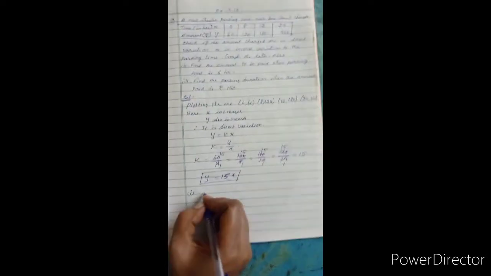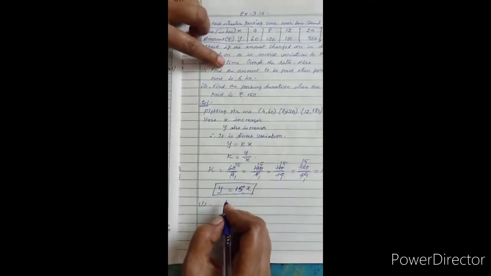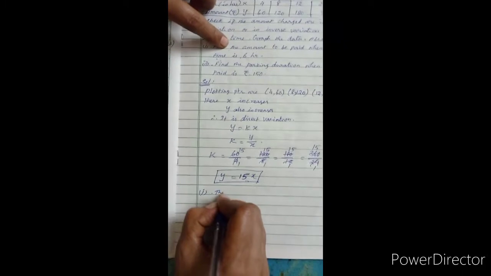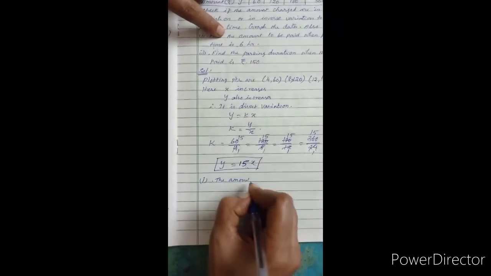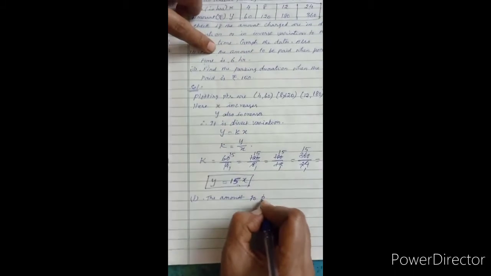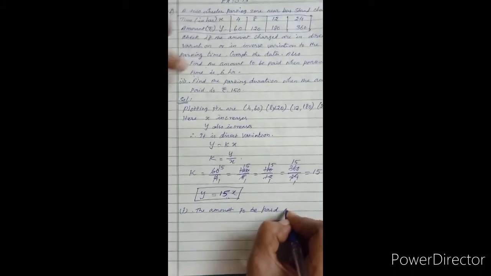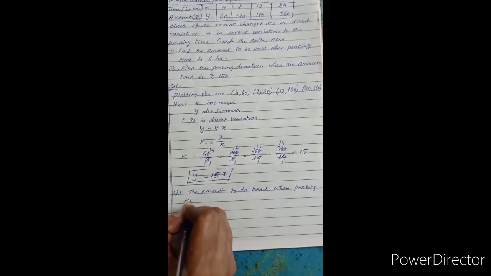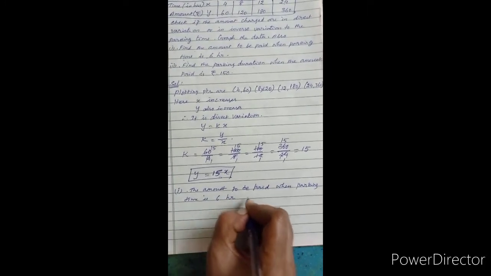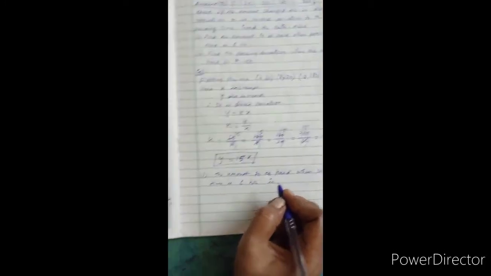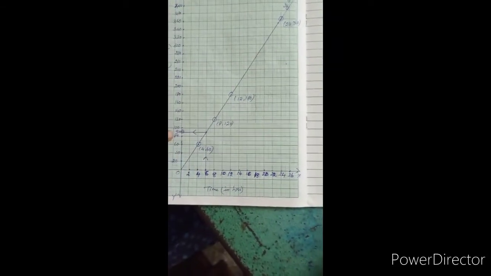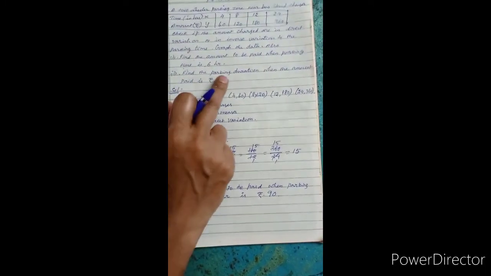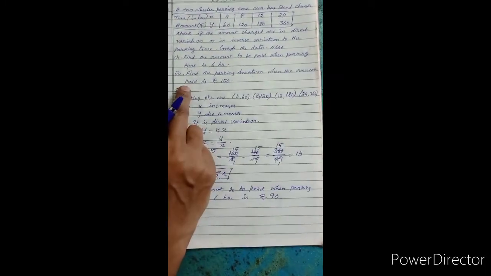So the first question is: the amount to be paid when parking time is 6 hours. When parking time is 6 hours, it is 90 rupees. Parking charges 90.